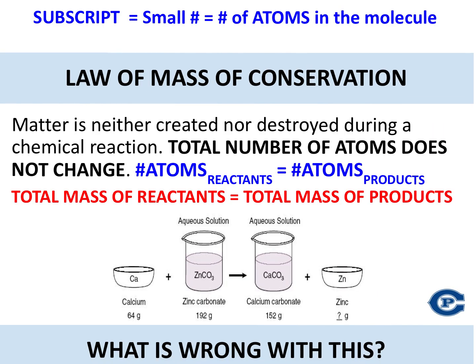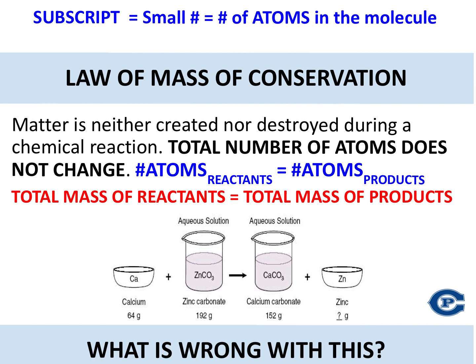The reason we have subscripts and coefficients is based on the law of conservation of mass. It states that matter is neither created nor destroyed during a chemical reaction. Essentially, what I'm saying is that the total number of atoms does not change. So the number of atoms of what I start with, or my reactants, is equal to the number of atoms I end with, or the products. The total mass at the front should equal the end. So if I start with 10 grams, I should end with 10 grams.